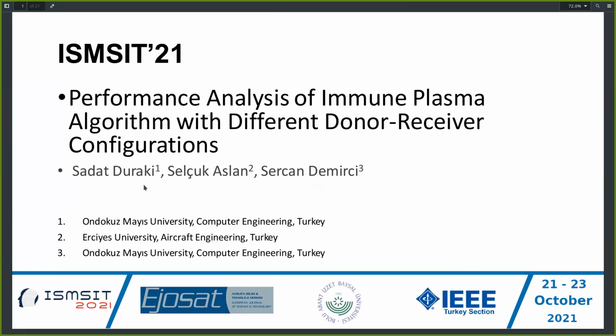Hello everyone. My name is Sadat Duraki, and I did this work together with my professor Selçuk Aslan and Sercan Demirci. I'm doing my master's degree at 19 Mayıs University in the Computer Engineering Department. The title of our work is Performance Analysis of Immune Plasma Algorithm with different donor and receiver configurations. So let's start.